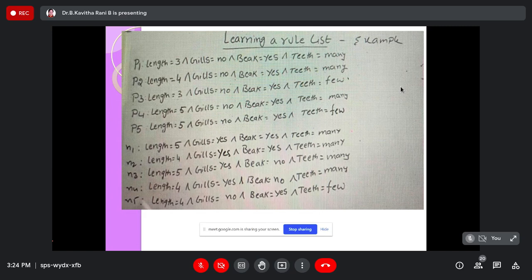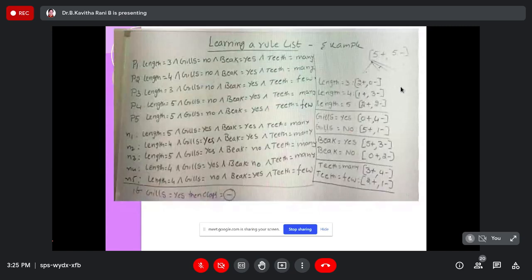Okay. Now take the first rule. So what is the first rule here? I have considered one rule. If gills is equal to yes, then class is equal to negative. Okay, so this is my rule. I am framing this rule first. So my first rule is this, that is, if gills is equal to yes, then class is equal to negative. So when this particular rule is applied, what we have to do? We have to reduce the instances. So we have to eliminate some instances which are not required.